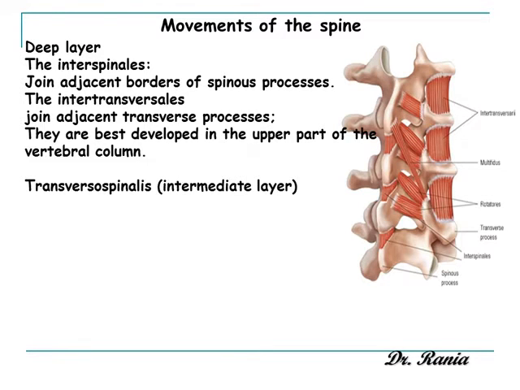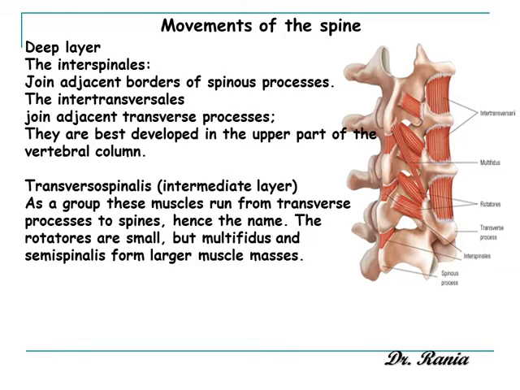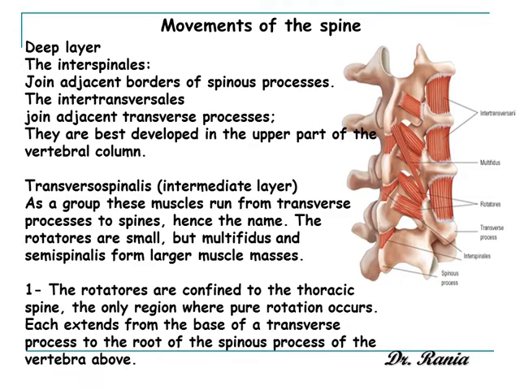Moving to transversospinalis, the intermediate layer. This group of muscles runs from transverse process to a spine. That's why they are called transversospinalis. There are two types. Rotator muscles are small muscles, but multifidus muscles are larger muscles. Rotator muscles are confined mainly to the thoracic spine where pure rotation can occur. They extend from the base of the transverse process of a vertebra to the root of the spinous process of the vertebra above.